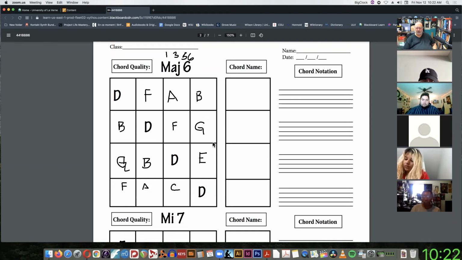Okay, Kalani, let's go through these. D major 6, what do we got to do here? You sharp the F. And that's it. Now, on a modern chart, it would be written D6 like that. But we like this one, right?